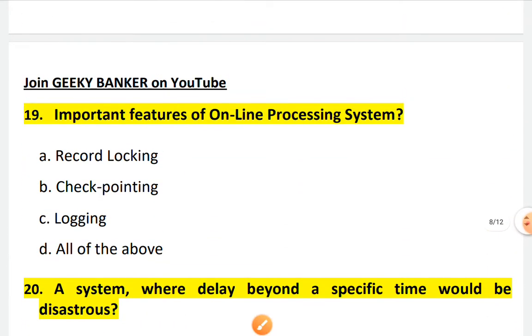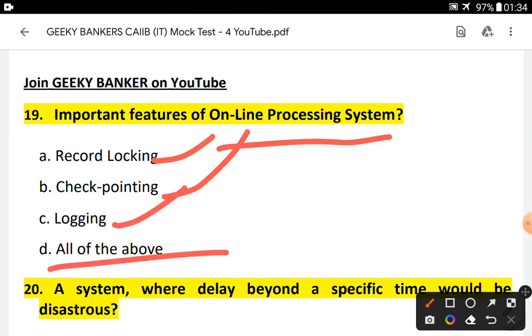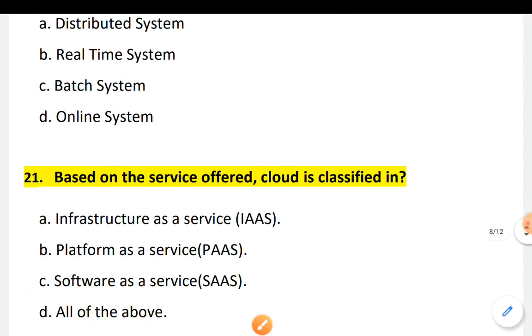So the next one was, the important feature of online processing is what? Record locking, yes. Checkpointing, yes. Logging, yes. So all of the above. Online processing में क्या क्या होता है? Record locking, checkpointing and logging, all.